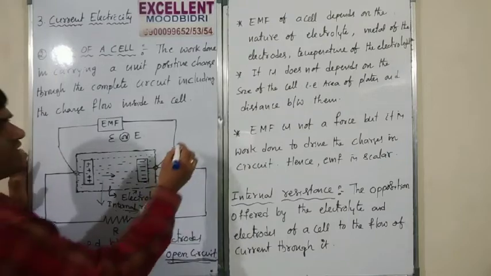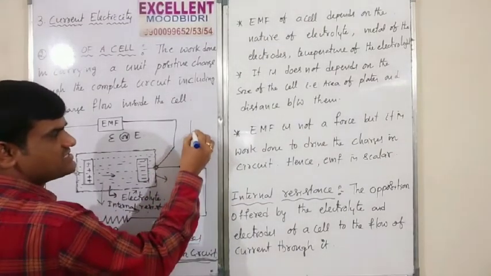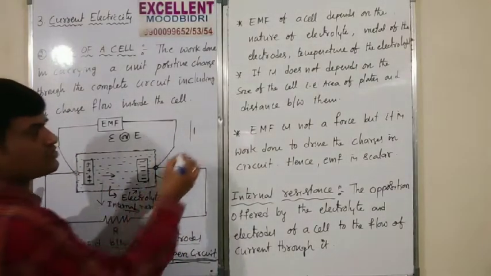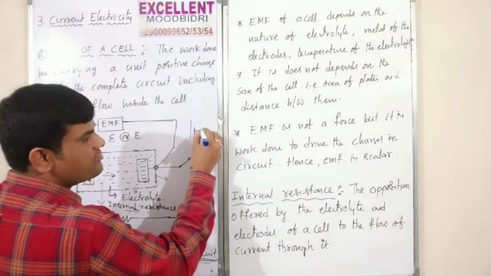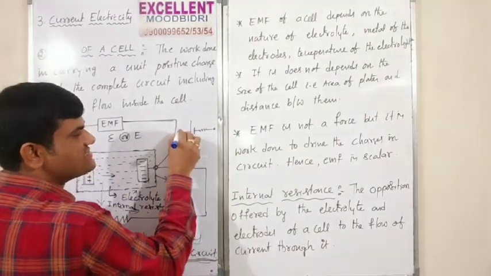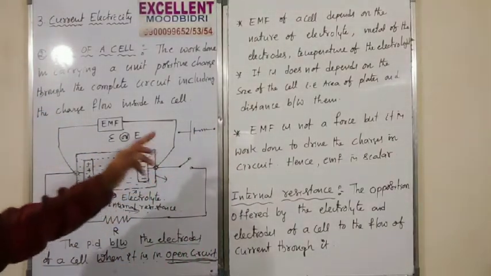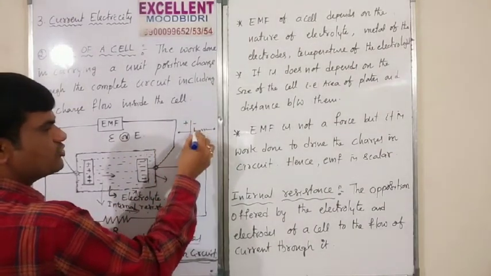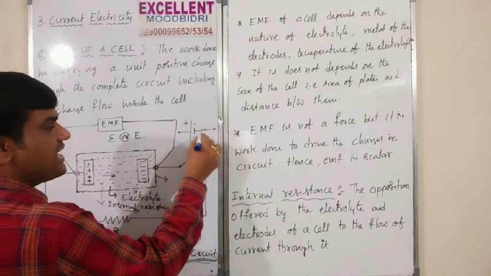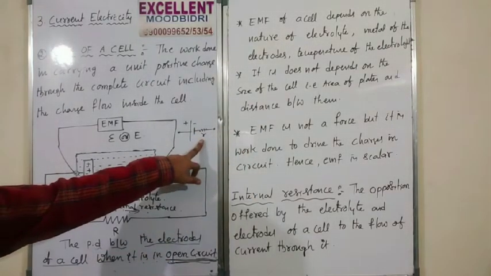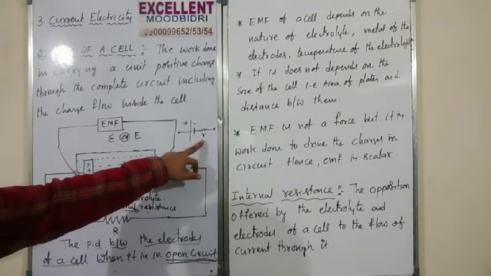That's why we can represent it with the cell symbol. This is the positive electrode. This is the negative electrode. The electrolyte has some internal resistance, which we can represent as small r. Small r. Are you clear? So next, the internal resistance.